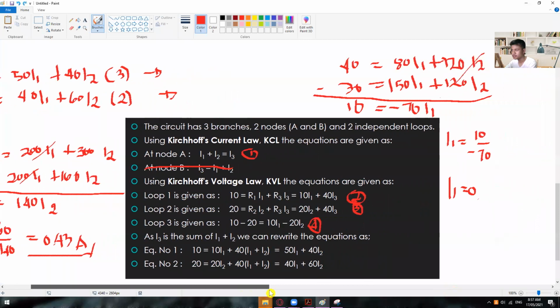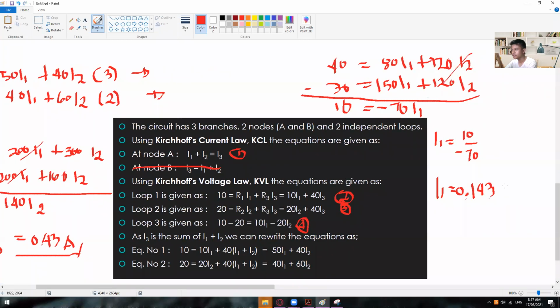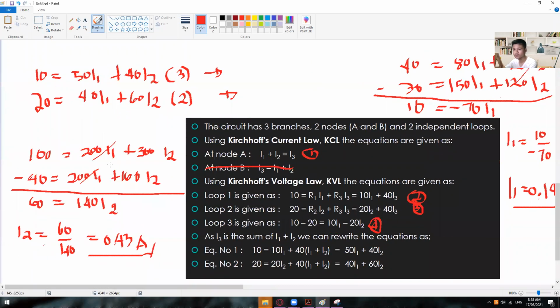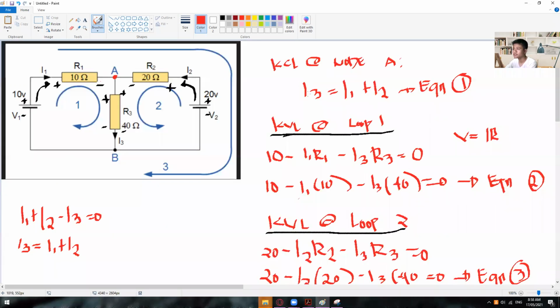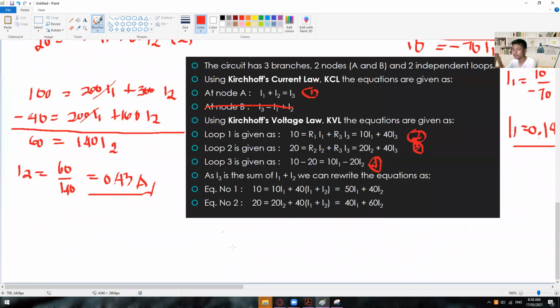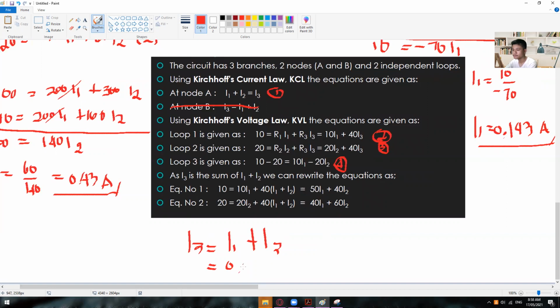We don't have enough space anymore. 0.143 amps. Okay. And then from here, you can already use the I1 and I2 to solve for the I3. So going back to our first equation, I3 is equal to I1 plus I2, wherein I1 right here is negative 0.143, plus I2, which is 0.43. So negative 0.143 plus 0.43 is equal to 0.287. So this is now the current for your I sub 3.